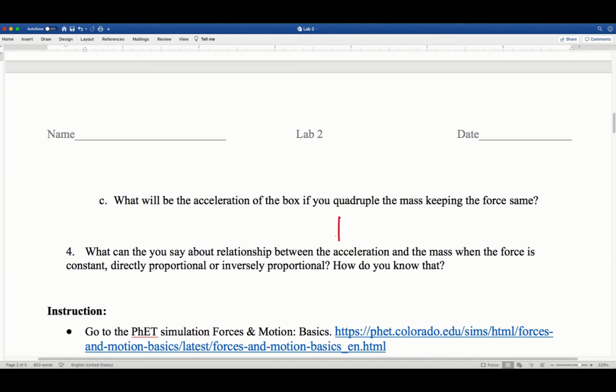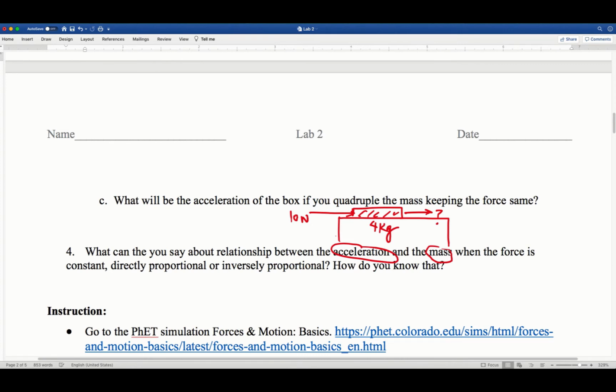Likewise, if you quadruple the mass, okay, so if you use 4 kilogram and you apply the same force, 10 Newton, how will that change the acceleration? Will the acceleration be same, or will it be doubled? Will it be quadrupled? Will it be 1/2? Will it be 1/4? So you need to decide that. And based on your result, you need to decide what kind of relationship is there between acceleration and mass.